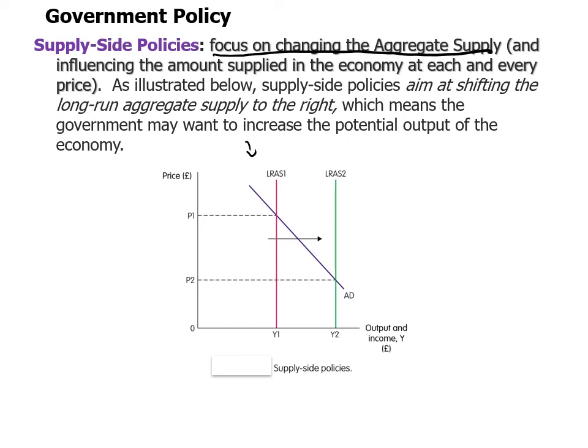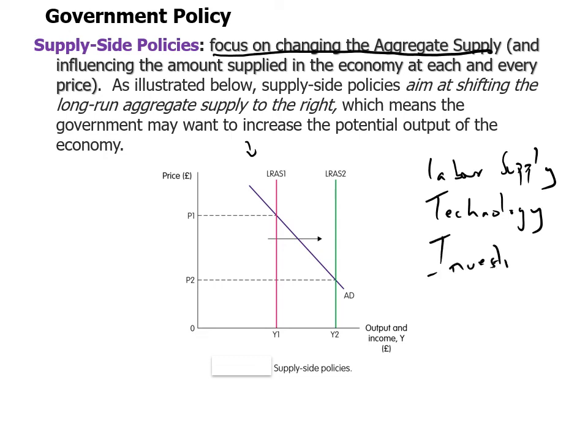As illustrated below here, supply side policies aim at shifting the long run aggregate supply to the right, which means the government may want to increase the potential output of the economy. How can we do this? Maybe we can increase the labor supply. We can improve technology. Or we could increase investment. Okay? These should be able to shift our long run aggregate supply curve to the right. Say we increase the quantity of resources available, increase the quality of our resources, increase our efficiency. All of this should shift our aggregate supply curve to the right.